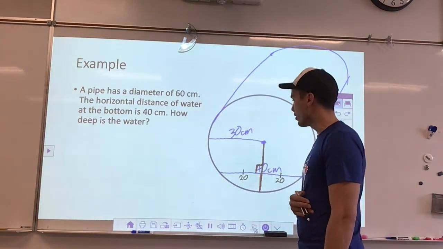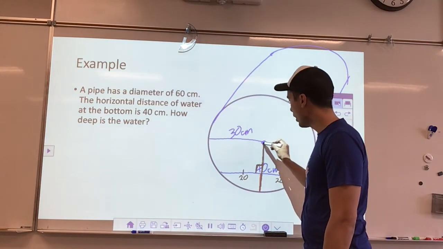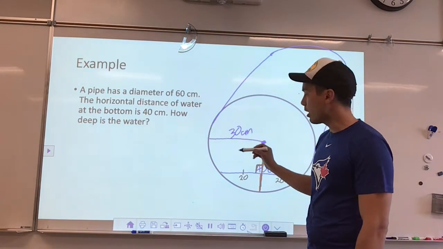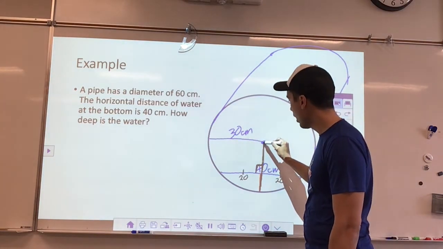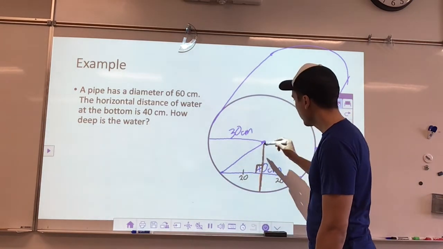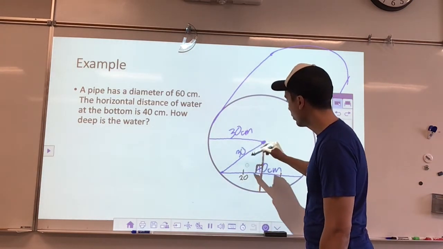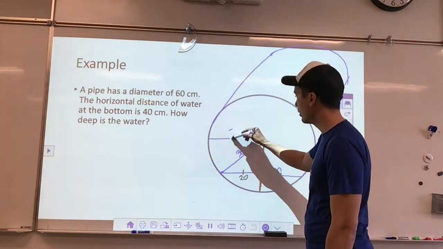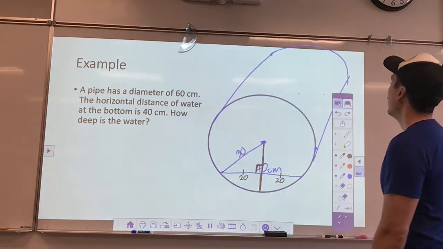Now, here comes the magic. I'm going to draw a line. I'm going to modify the diagram. And when I'm drawing a new radius, I always start at the center of the circle. I'm going to go to this edge right here, because this is also going to be 30. And I'm going to get rid of this one. How does that help me?